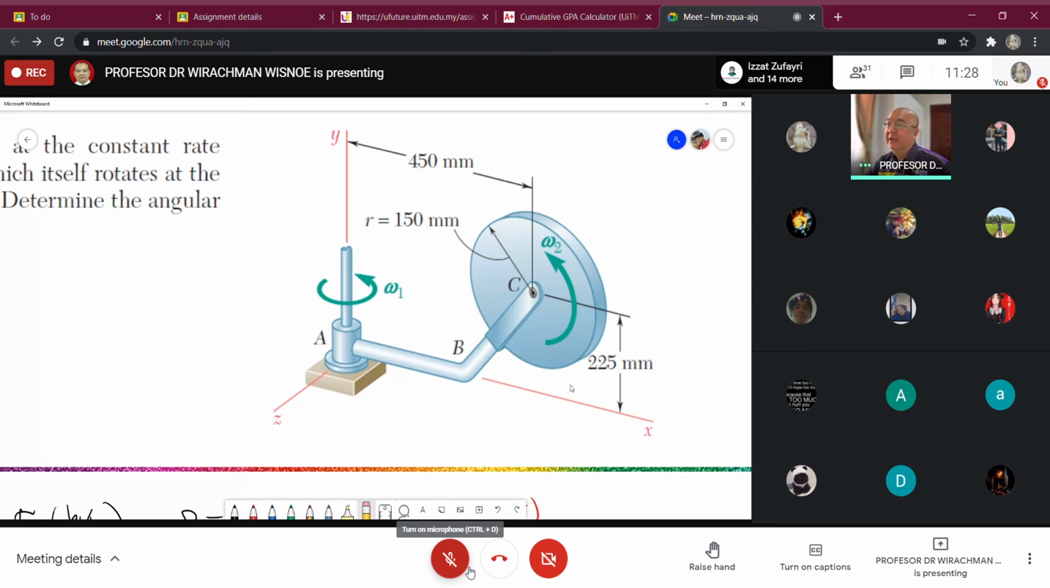Now the question: what is the direction of omega 2? Use your right hand again.